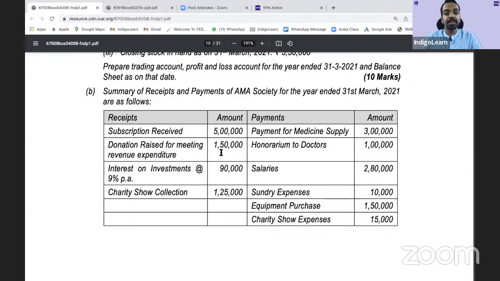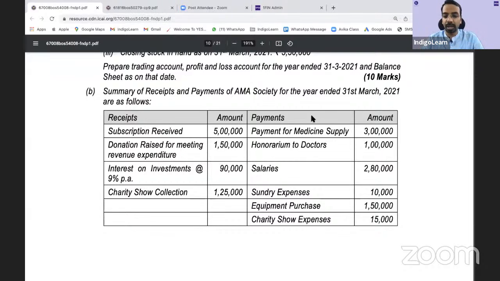Right. Summary of receipts and payments of AMA Society for the year ended 31st March 2021 are as follows. Okay, so receipts and payments has been given. Subscription received 5 lakhs. Donation raised for meeting revenue expenditure 1,50,000. Interest on investments at 9%. Now, see, as you read the question, interest on investment at 9% means you have earned 90,000, which means there is some investment which will come in the balance sheet. So this is how you need to read the question paper. Okay. Then charity show collection is again an income. Okay. Then payment for medicine supply 3 lakhs.